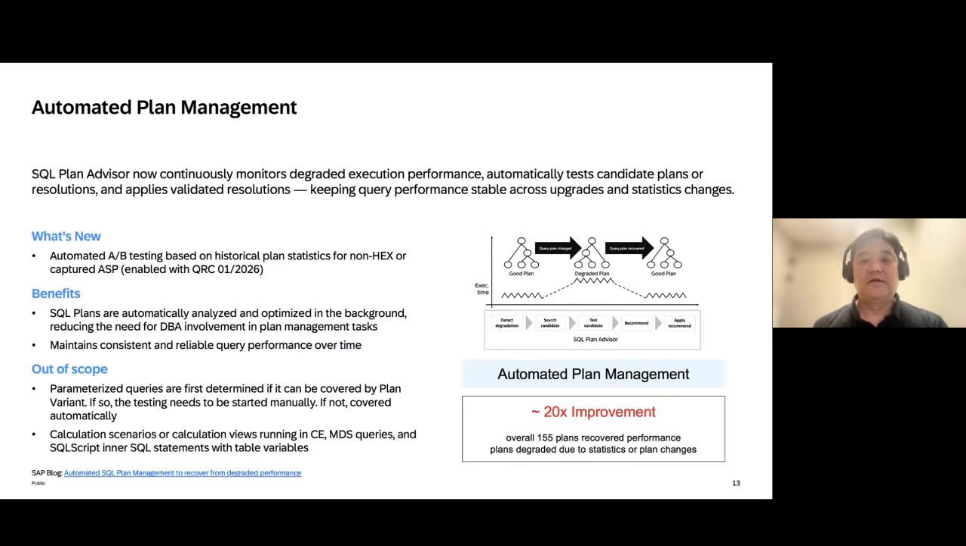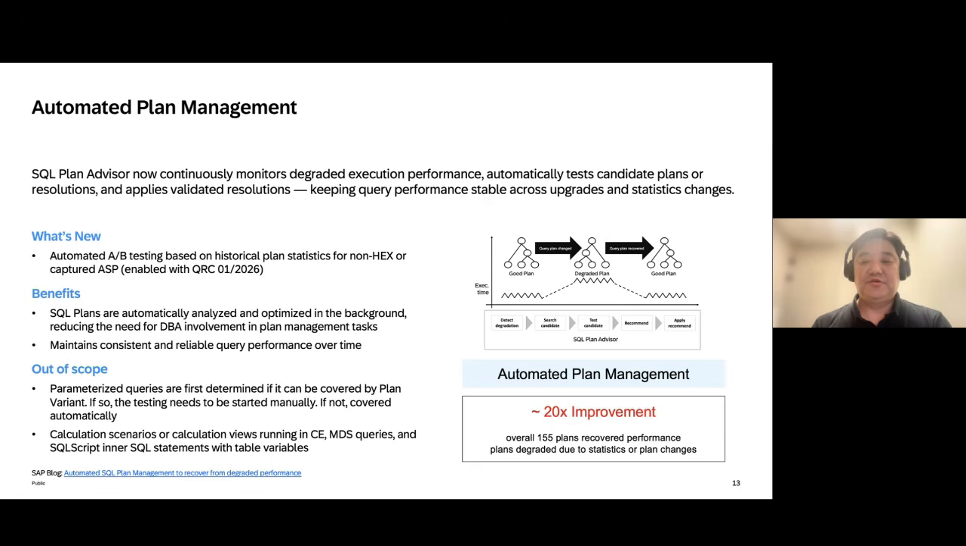And let me go to the second feature, which is the automated plan management. Previously, we had released the SQL Plan Advisor, where it detects any performance degradations in the system compared to the historical execution of the same statement. By comparing the statistics of the current execution and the previous execution, the system can automatically detect if the performance of the statement has degraded.